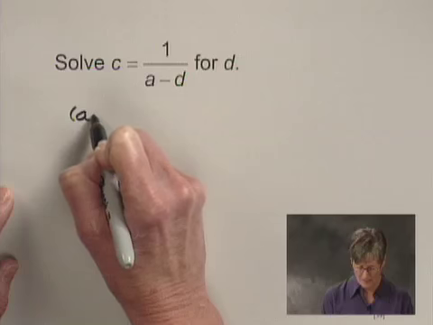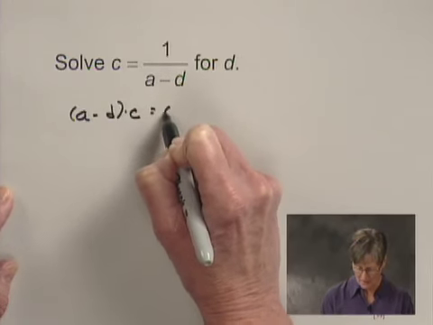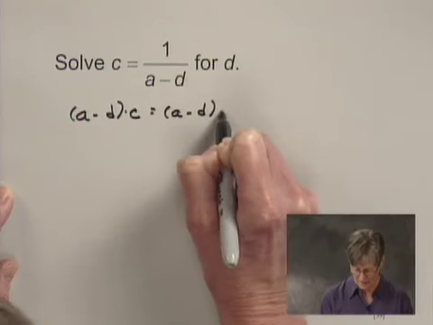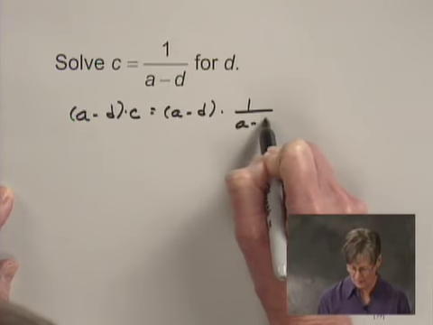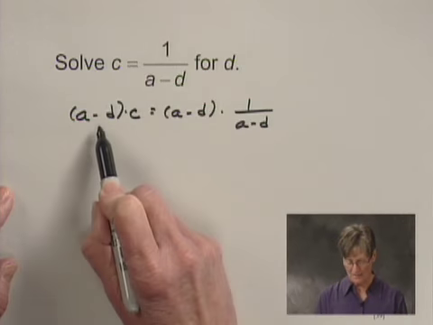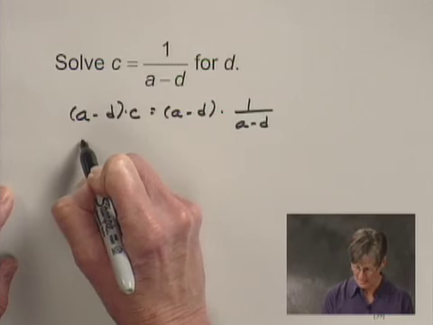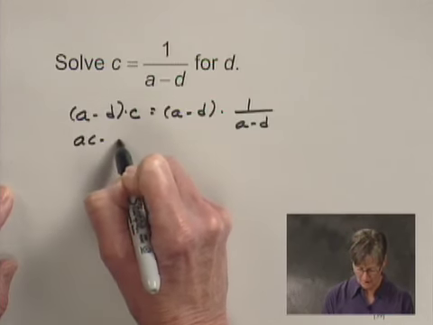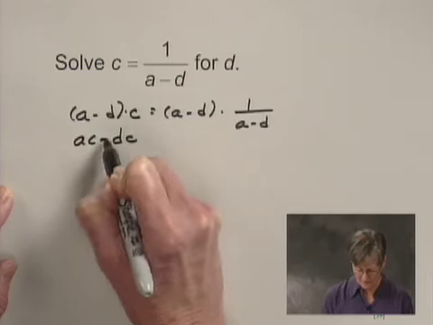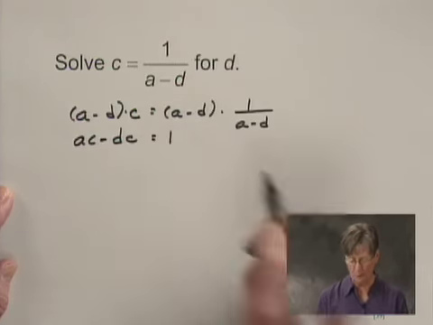So we take A minus D times C on the left-hand side, and A minus D times 1 over A minus D on the right-hand side. Now on the left-hand side I can multiply C times the quantity A minus D, and I get AC minus DC. And on the right-hand side, when I do this multiplication, I just have the numerator of the fraction, which is 1.